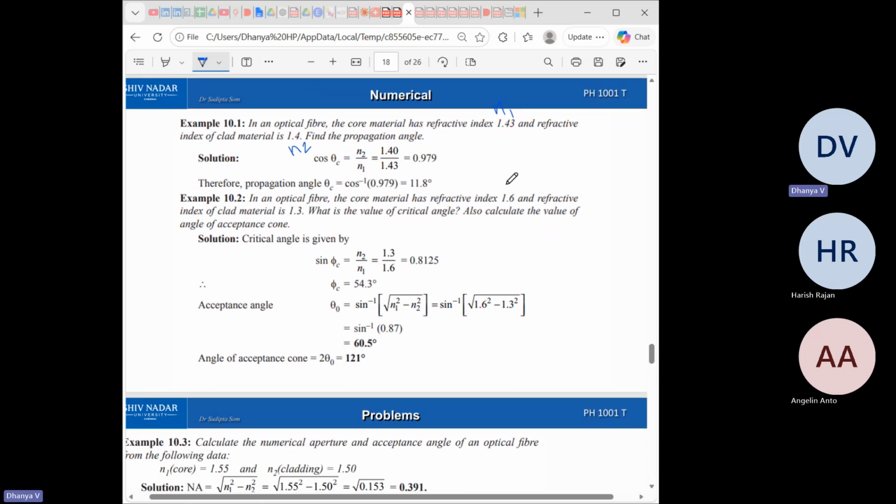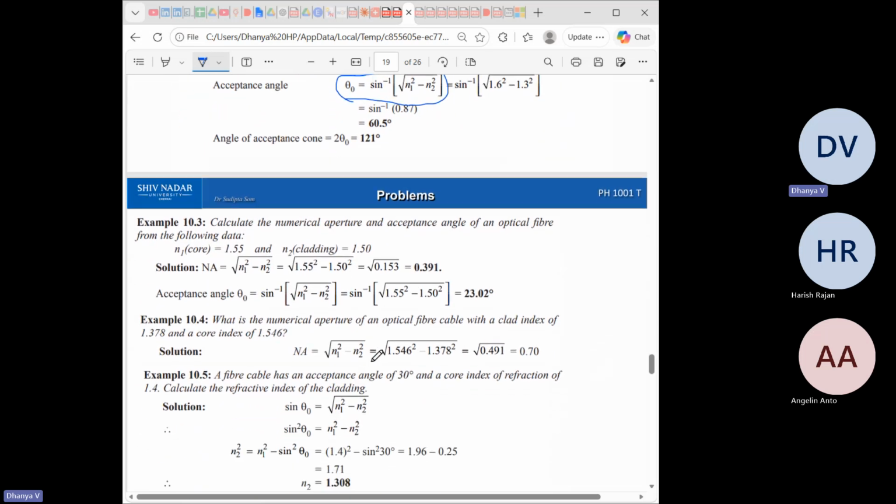A core has a medium. N1 is given. N2 is given. What is your critical angle? Sine phi is equal to N2 by N1. That is your critical angle. You will get your answer. Then also calculate the angle of acceptance. For the angle of acceptance, I previously showed this formula. If not, please note it down. It is sine inverse of root of N1 square minus N2 square. Again, do all of your substitution, you get your answer.